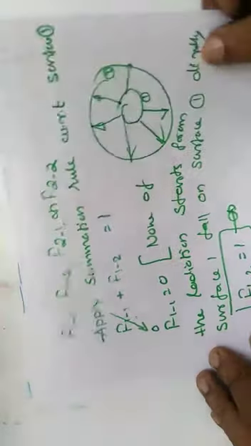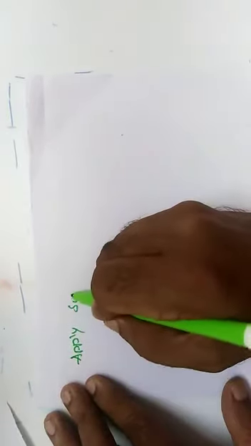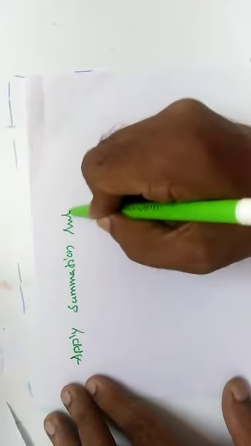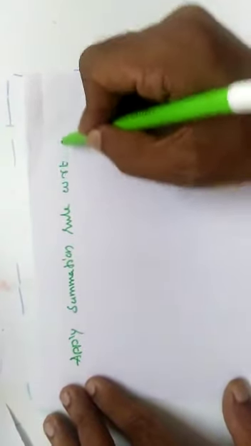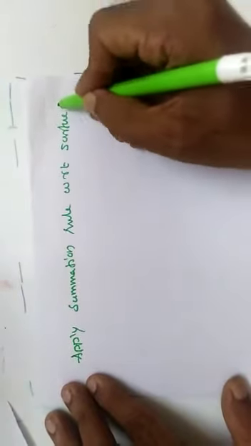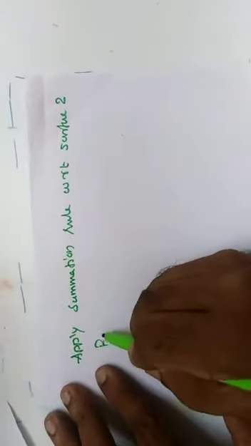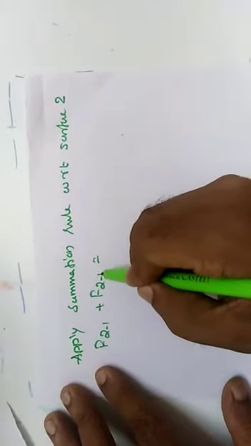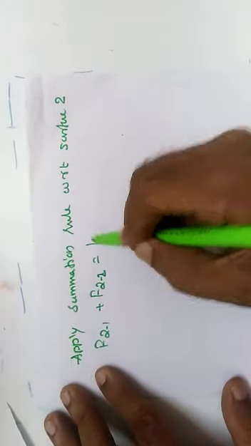Now the next shape factors are F21 and F22, the shape factors with respect to surface 2. Apply the summation rule with respect to surface 2. You will get F21 plus F22 equal to 1.